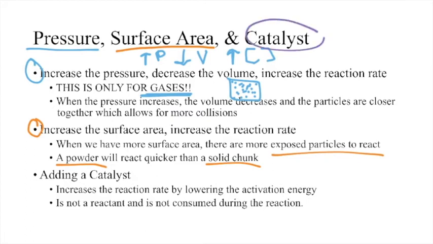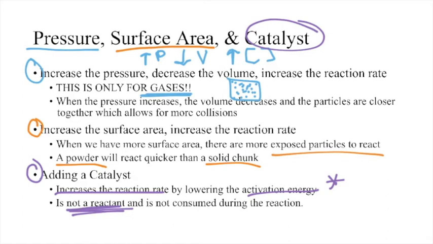And finally, we have a catalyst. So what a catalyst does is it increases the rate of reaction, right, by lowering the activation energy. We're going to talk about activation energy when we talk about potential energy diagrams. But what is important to note about a catalyst is it is not a reactant. It is not a reactant. It's not consumed during the reaction. The idea behind adding a catalyst is to make it move faster, right? So we want to speed up our reaction. We want to make it go from point A to point B so much quicker.